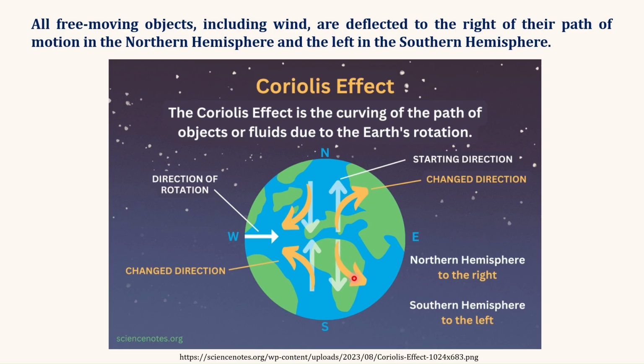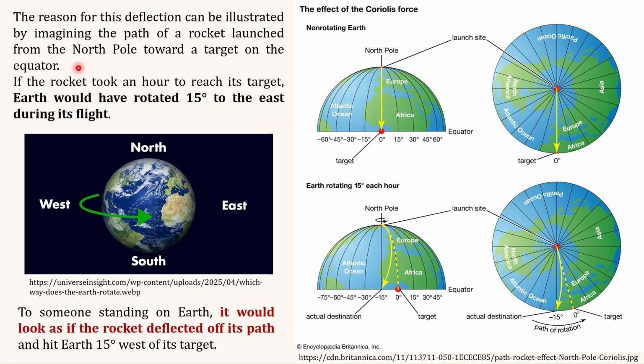So, in the Coriolis effect, the deflection is towards the right of their path of motion in the northern hemisphere and to the left of their path of motion in the southern hemisphere. The reason for this deflection can be illustrated by imagining the path of a rocket launched from the North Pole towards a target on the equator. And this rocket would take 1 hour to reach its target.